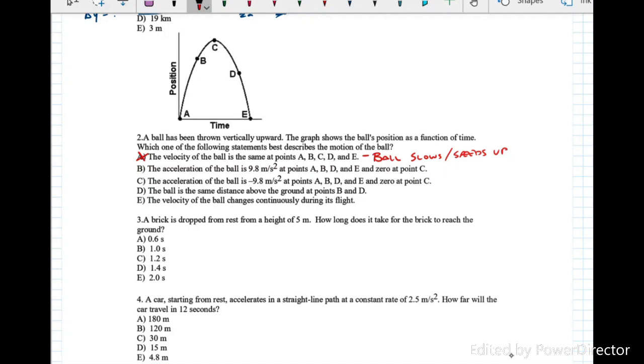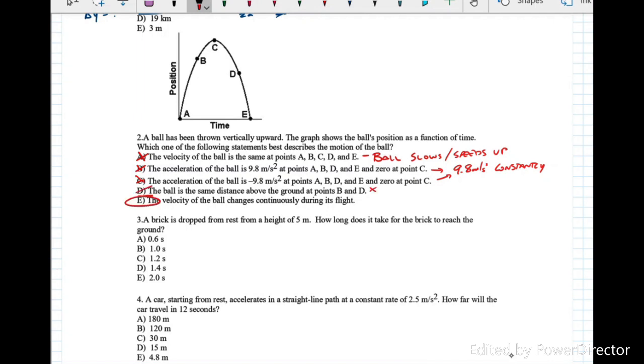The acceleration of the ball is 9.8 meters per second squared at every point except for C. For a projectile, the acceleration is gravity at all times, even when it's turning around at point C. That's what the acceleration is doing. It's causing the ball to turn around. The acceleration is constantly 9.8 meters per second squared. Always. That gets rid of B and C as solutions. Sorry, if it says that it's 0 acceleration at any point, it can't be true.